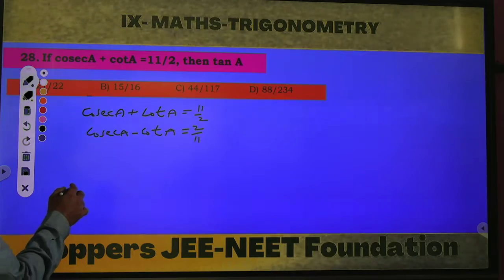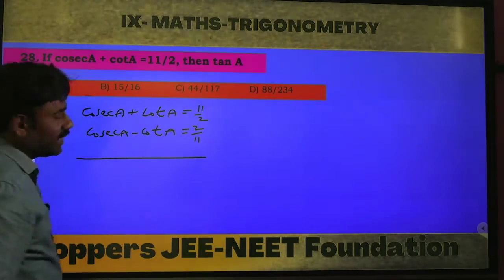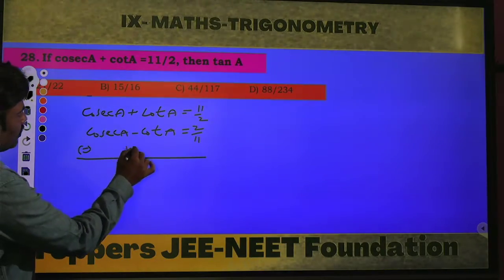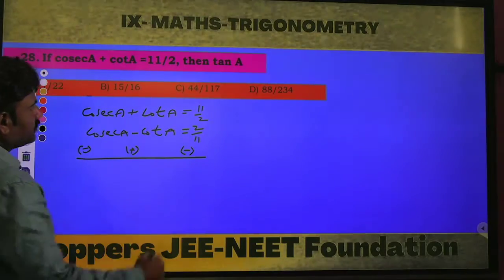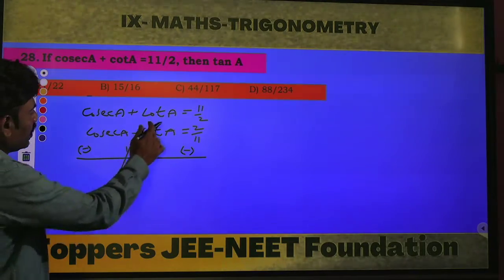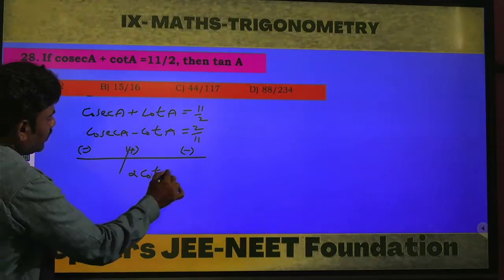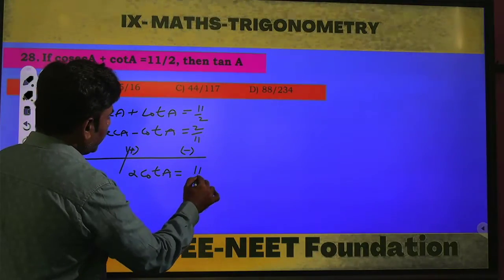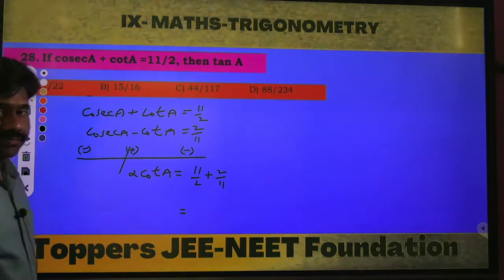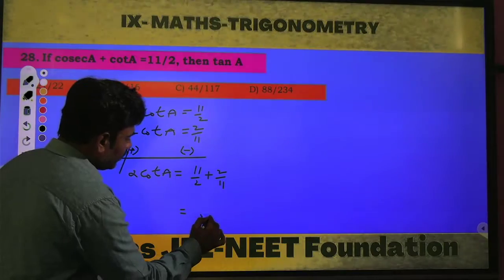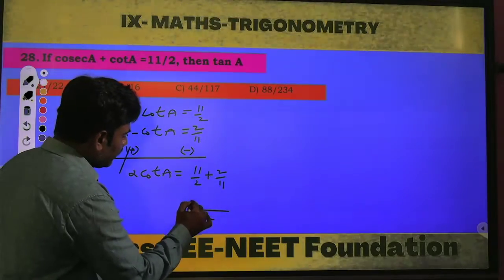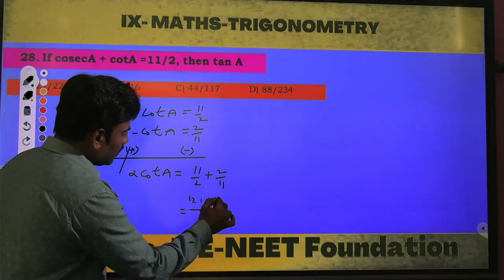Now we need the tan A value. Let us subtract the second one from the first one. That means the signs will be changed. Cosecant A minus cosecant A gets cancelled. Cot A plus cot A means 2 cot A is equal to 11/2 plus 2/11. Let us take the LCM of 2 and 11, that is 22. 11 times 11, 11s are 121, plus 2 times 2, 2s are 4.